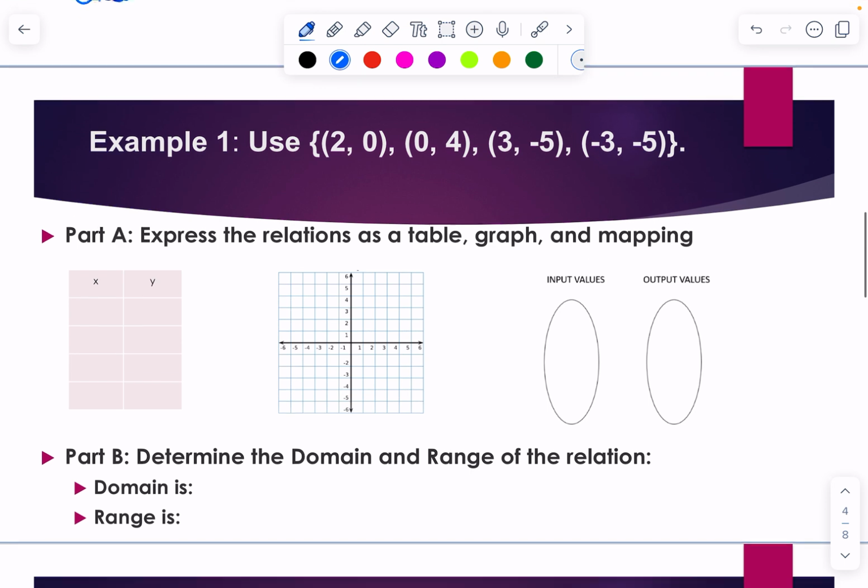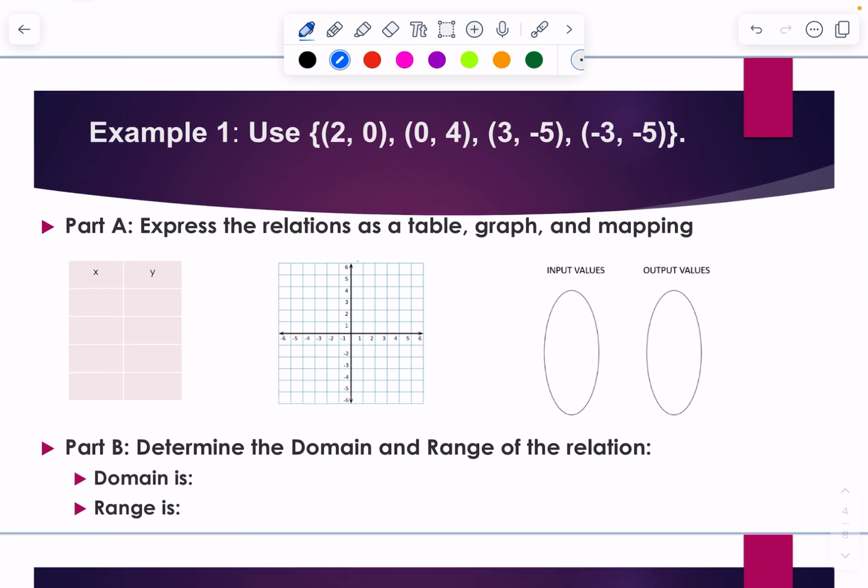So let's practice here real quick. Express this given relation as a table, a graph, and a mapping. All right, so I'm going to start over here. I'm going to go 2, 0. I'm going to go 0, 4, 3, -5, and -3, -5. Okay, so there's my table.